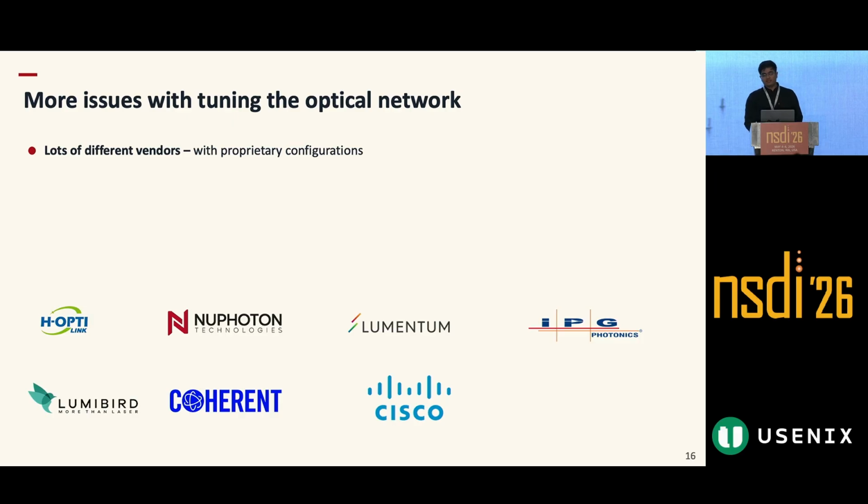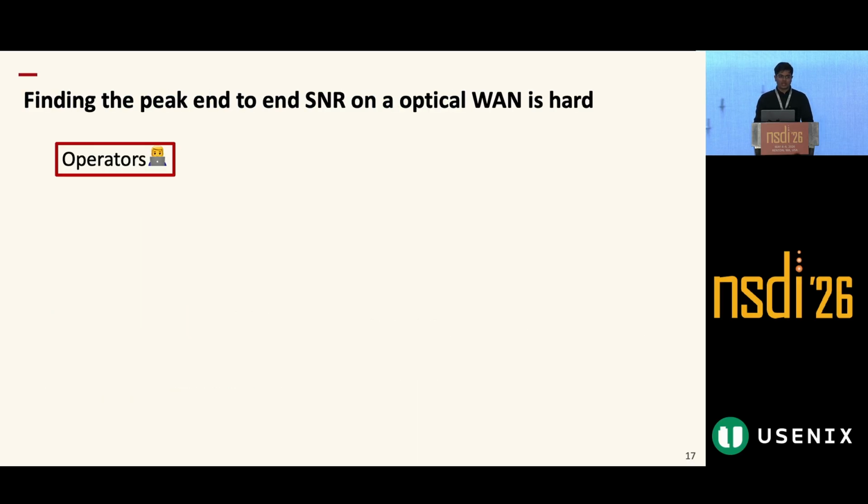Moreover, there are different vendors, and all of them have their own proprietary configurations, and there are different types of amplifiers. You have EDFAs, which have their own characteristics: less noise, more noise, higher gain. Then there are Raman amplifiers, which have higher gain and less noise. So how do operators do it right now?